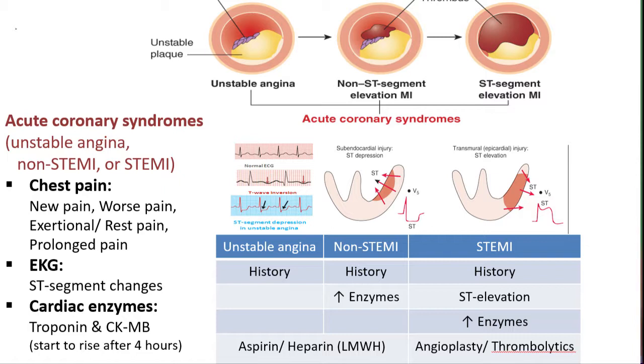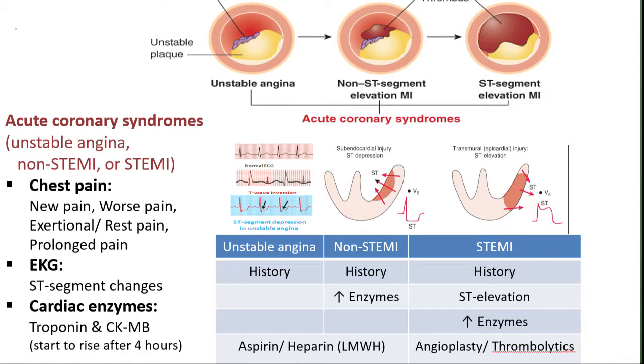How to treat unstable angina or non-STEMI? Aspirin, heparin. For STEMI, you give aspirin, heparin, but more importantly, angioplasty, thrombolytics. STEMI, ST segment elevation myocardial infarction. The most important line of management is angioplasty and thrombolytics.